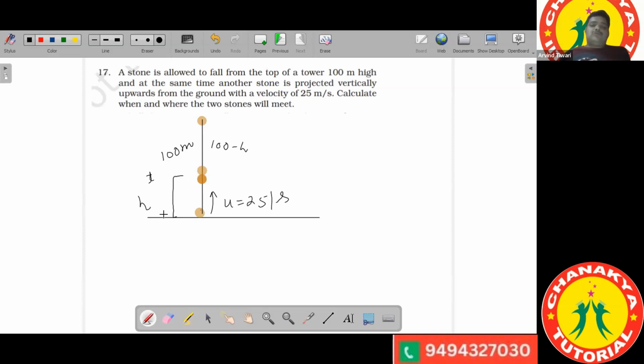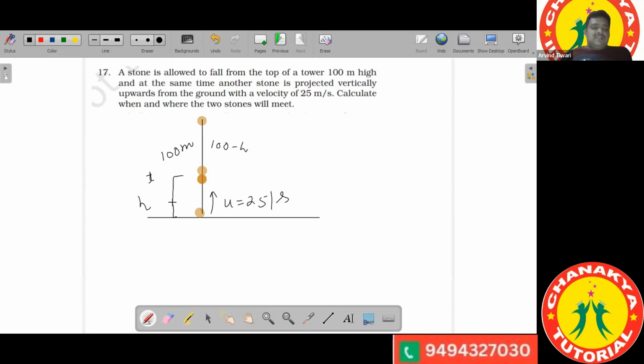Suppose the bottom stone takes the time t to reach this point. So how much will be the time taken for the top stone to reach the same point? Will both the times be same or different? Since both the stones are dropped at the same time. This one is dropped and this one is thrown. So both the activities are done at the same time. So the time will be different because the acceleration is different.